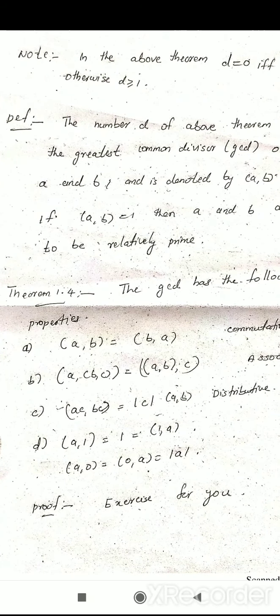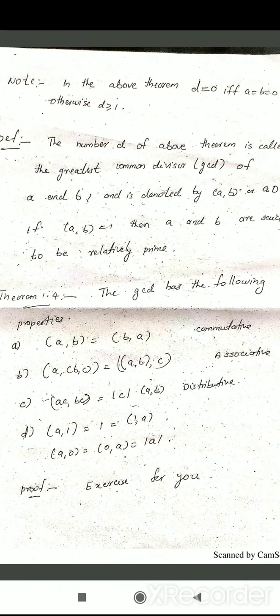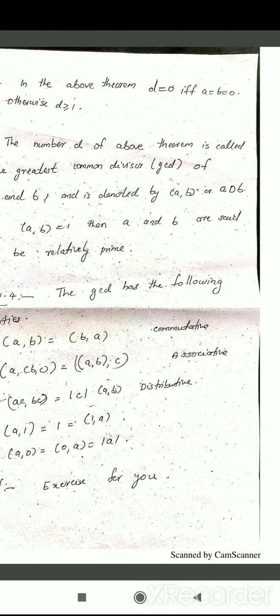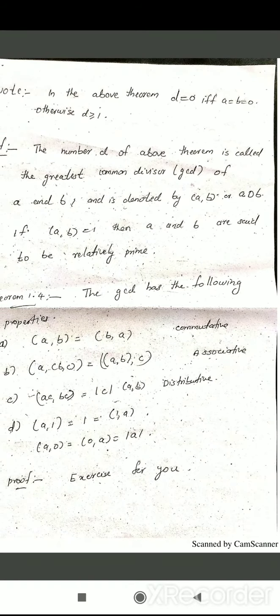The number D satisfying the above theorem 1.3 is called the greatest common divisor, that is, the GCD of A and B, and is denoted as (A, B) or gcd(A, B). When GCD(A, B) = 1, we call A and B relatively prime.